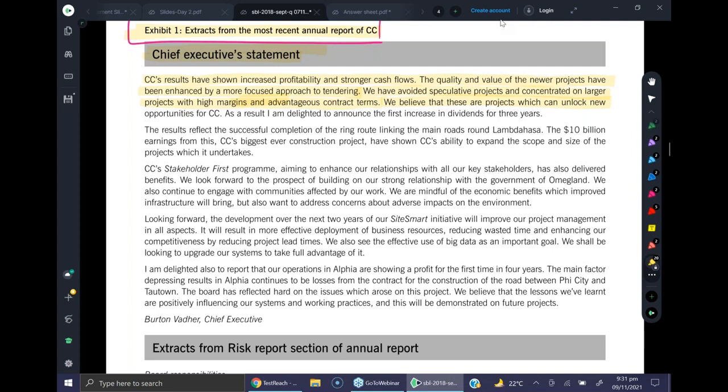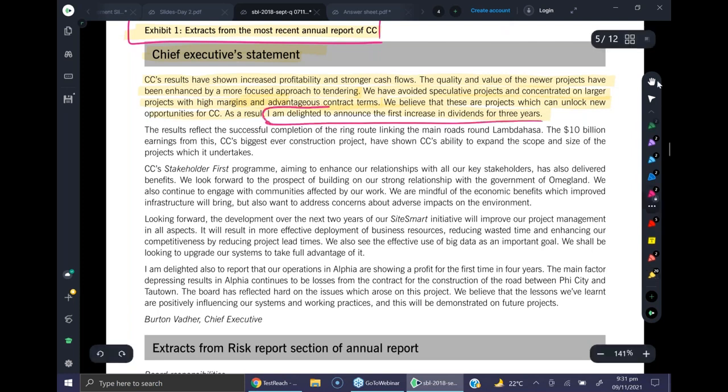As a result, I am delighted to announce the first increase in dividends for 3 years. Can I highlight this? In the last 3 years, this is the first time they have increased the dividends. Can we use it somewhere?